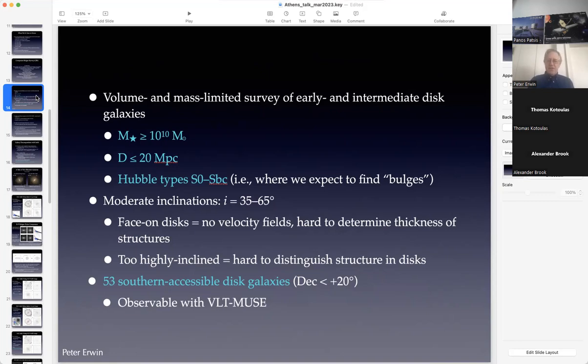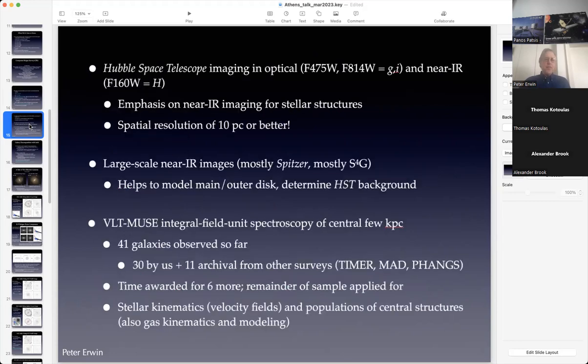So we have about 53 southern accessible disk galaxies, and we say southern accessible because we want to observe them with MUSE on the VLT. We have Hubble Space Telescope imaging for all of the galaxies in the optical and in particular the near-infrared, F160W, which is basically H-band. This gives us spatial resolution of 10 parsecs or better for all of our galaxies. We also have large-scale near-infrared images, mostly from Spitzer.